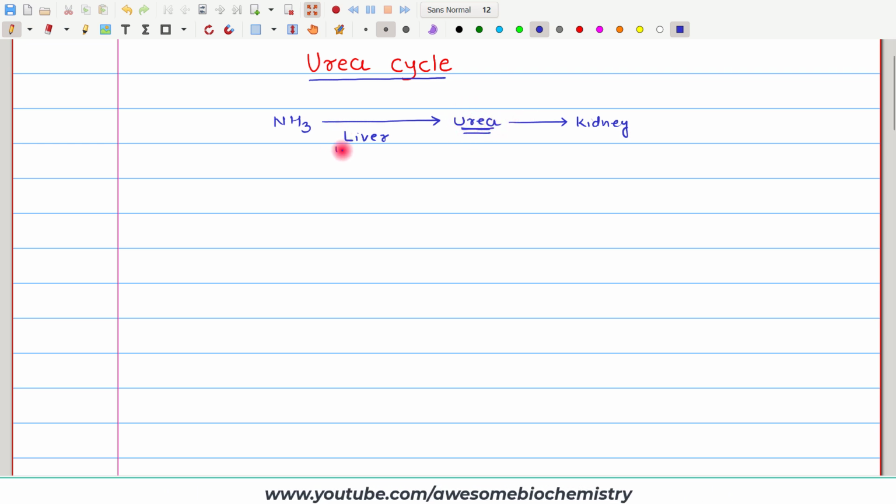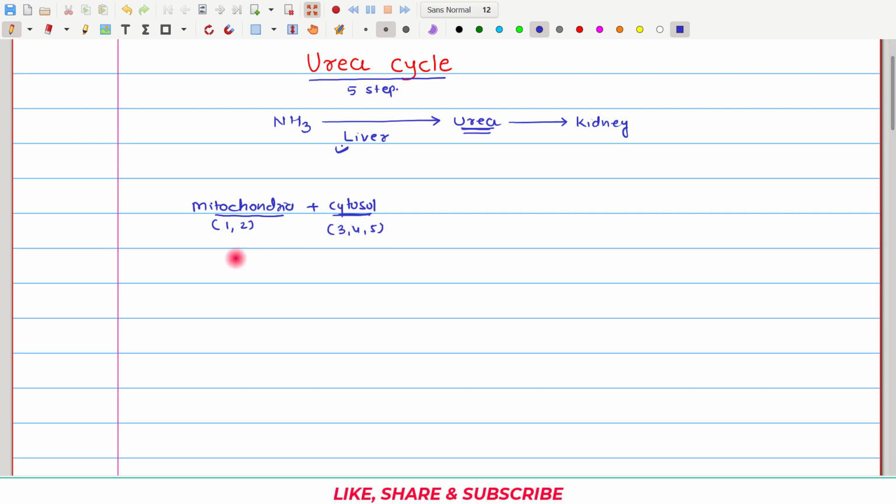Now, as we know, the urea cycle occurs in the liver, but if we talk about the cellular level, the urea cycle occurs partly in the mitochondria and partly in the cytosol. The urea cycle itself is a 5-step process. The first 2 steps, that is the first and second step, occur in the mitochondria, and the remaining steps, that are the 3rd, 4th and 5th step, occur in the cytosol.